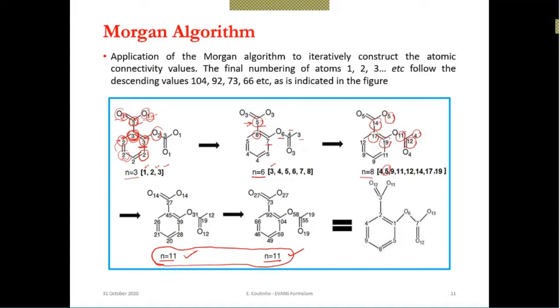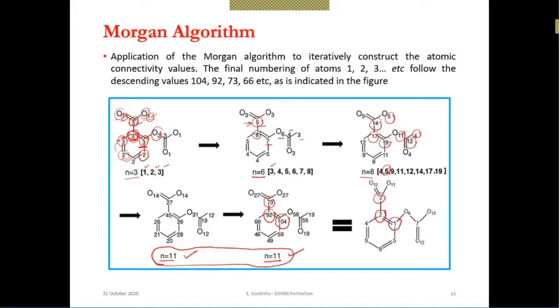So we look at the highest connectivity number, that is 104. So we give this carbon atom 1. What is the next highest number? The next highest number is 92. So this atom gets 2 out here. What is the next highest number? The next highest number is 73. So this carbon atom gets number 3 out here. So now you see we have numbered our atoms in a molecule very uniquely.